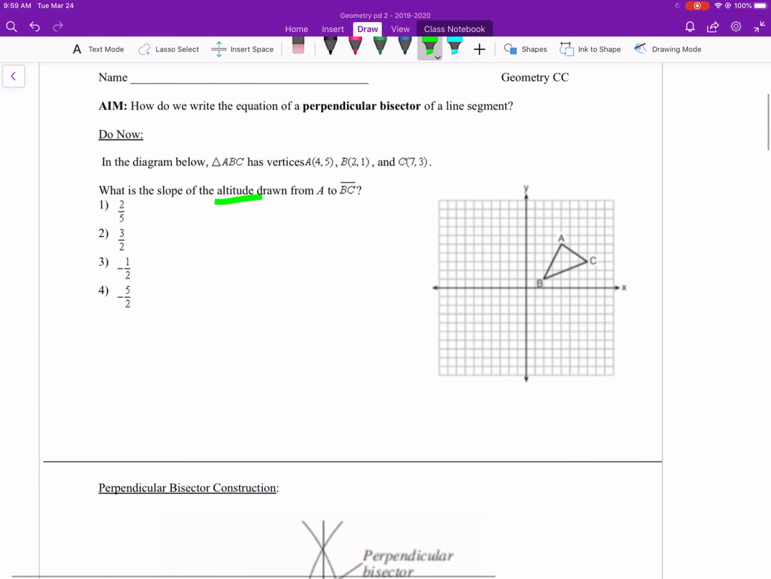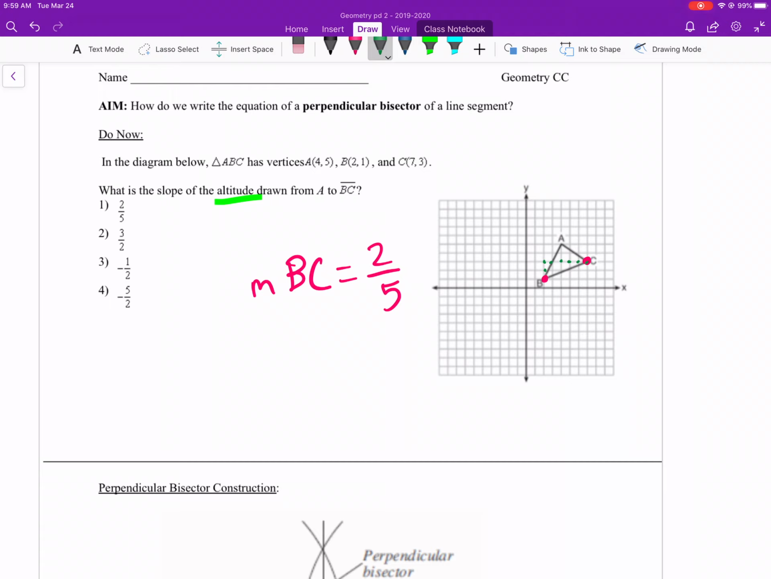So first, our slope of BC is equal to, you could start counting from B to C. That movement would be up 1, 2, right 1, 2, 3, 4, 5. Slope from B to C: up 2, right 5, 2 over 5. Now our slope is the opposite reciprocal to that.